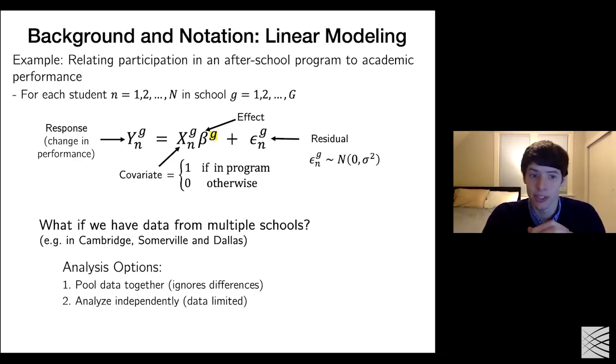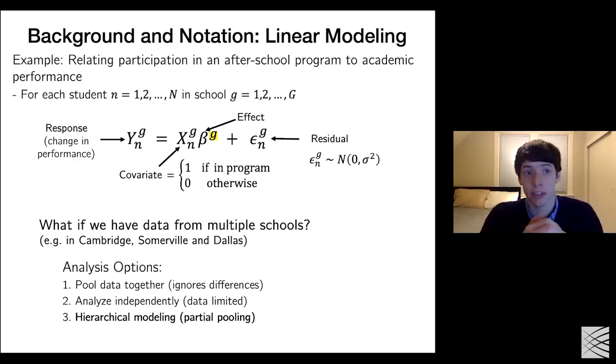A second option is to address these differences and introduce this into our model by having a different beta, a different effect for each school, and then analyze these data independently. But in some situations, this could actually even make things worse, particularly if the data are noisy or small. The amount of inferential error that this could introduce could be large. The third option that I'll talk about, hierarchical modeling, is like interpolating between these two things to partially pool the data together to get an estimate that's the best of both worlds.